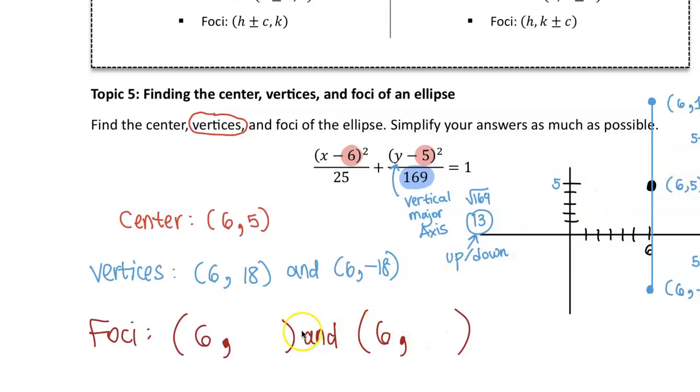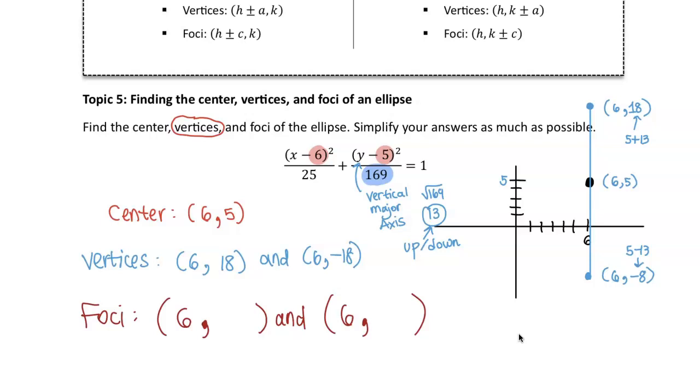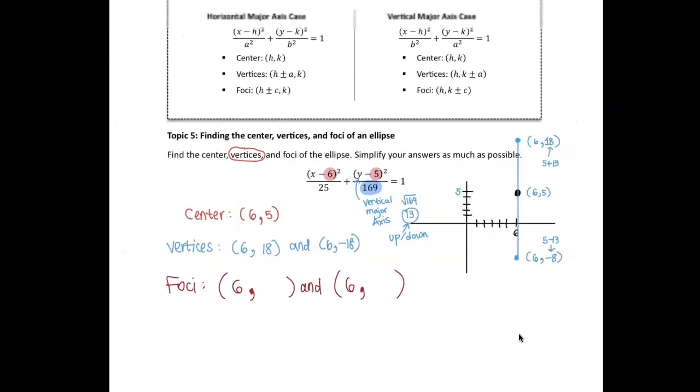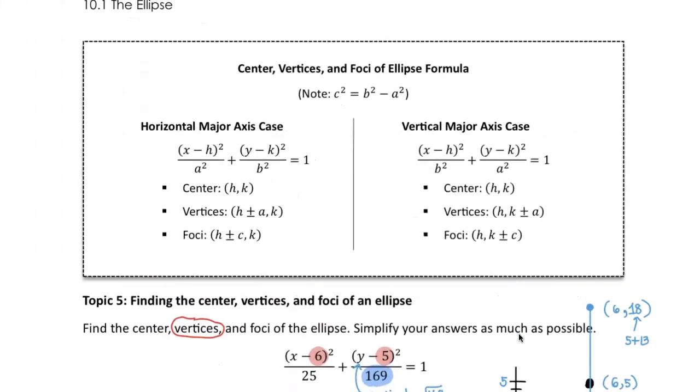Now, to find the y-coordinate, we need to find c, okay? And where do you see the letter c from? What kind of formula? Pythagorean, right? So we're going to do something very similar. Note that c squared is equal to b squared minus a squared. So if you just want to find what c is, you're going to do the square root of b squared minus a squared. And we'll be adding c and subtracting c from the y-coordinate of the center.